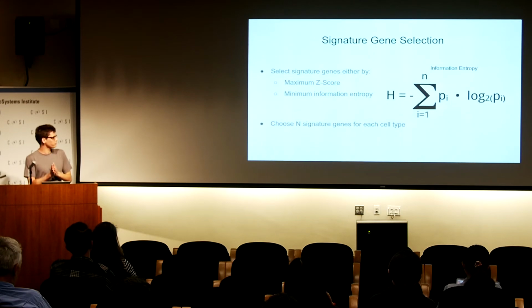The other method is a bit more nuanced. It has to do with this idea of information entropy, which comes up in a lot of fields like data compression. In some fields, they call it participation score. But the idea is similar. You're picking out genes that are highly expressed in one tissue and tend to be lowly expressed in the others. Another parameter that you can tune is how many signature genes you choose. We've generally been choosing around 50 for each cell type.